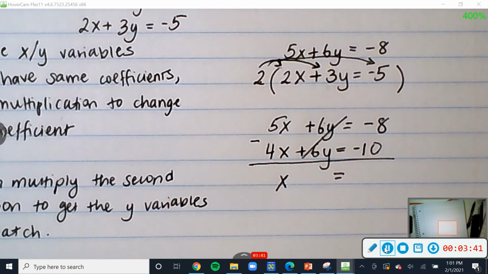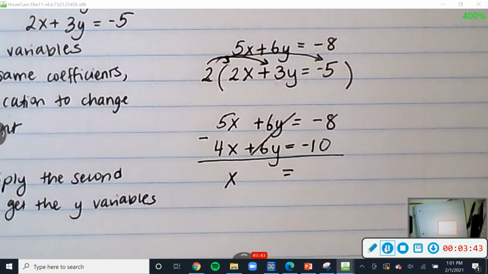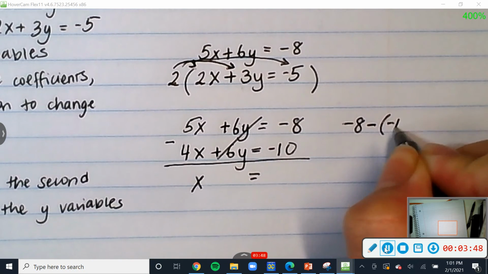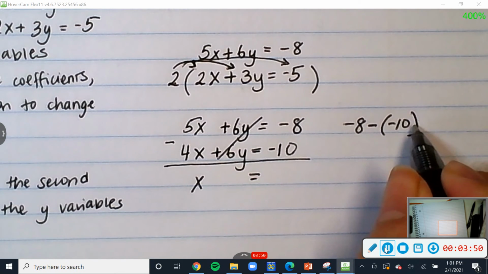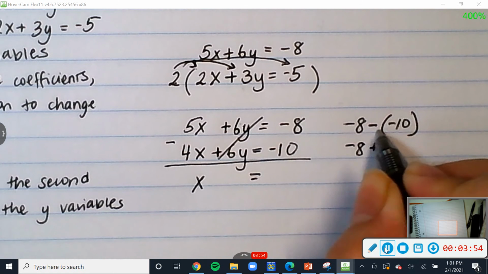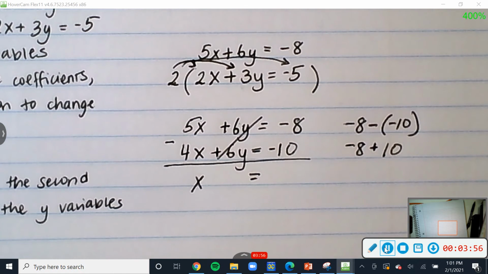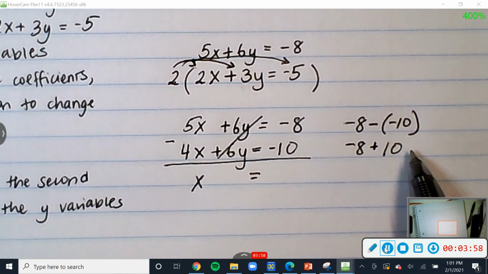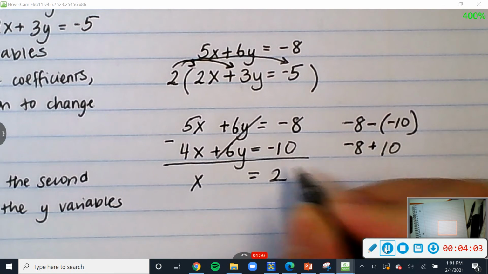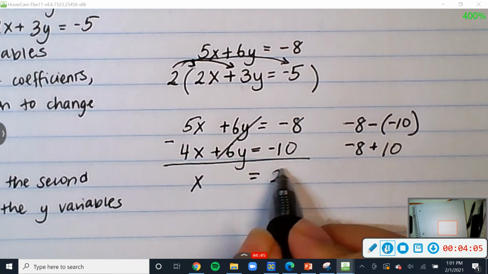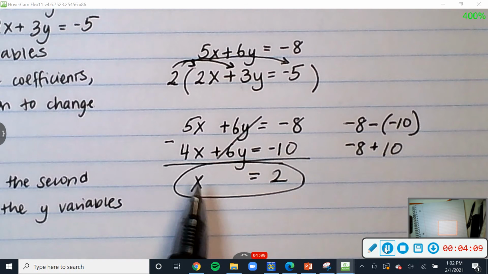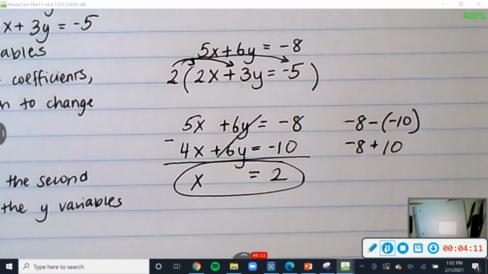Again, be very, very careful when you are subtracting negatives. I'm going to write it over here. Negative 8 minus negative 10. Either use a calculator to help you with this part, or remember that if you are subtracting a negative, you've got 2 minus signs, you need to change that to a plus sign. So negative 8 minus negative 10 is the same thing as negative 8 plus 10, meaning we have x equals 2. This is our first variable so far. So we've just solved for x. No need to do anything else because x is already by itself.